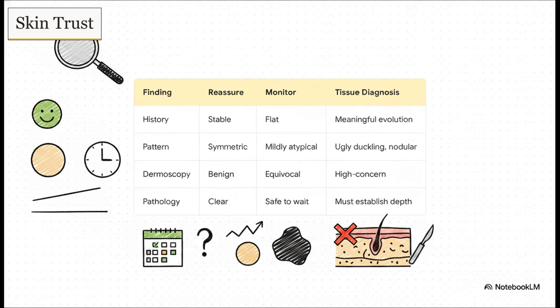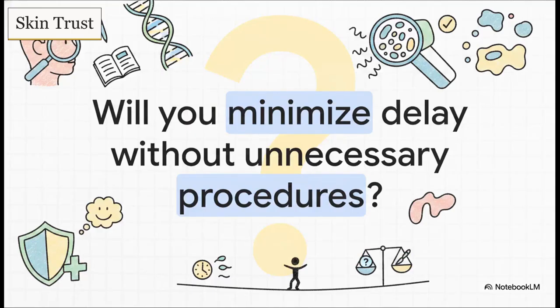So you can confidently reassure your patient when there's long-term stability and classic benign dermoscopy. You use defined monitoring when the lesion is flat, low concern, and you know it's safe to wait to resolve any uncertainty. But, and this is key, you must move immediately to tissue diagnosis if there's meaningful evolution, an ugly duckling or nodular pattern, high concern structures, or when depth and invasion simply must be established right now to guide their treatment.